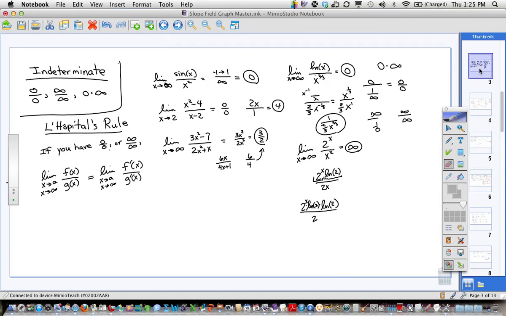Bottom's getting big, the top's just 1, so that's got to go to 0, right? So L'Hopital's rule would work there. Okay? So if you get into some of these, it's possible, and that's going to happen on the homework probably, you're going to get into some where you wouldn't necessarily be able to know the relative growth rates. But by doing the derivative, they tell you. That's what the derivative tells you, is the rate of growth, rate of change.